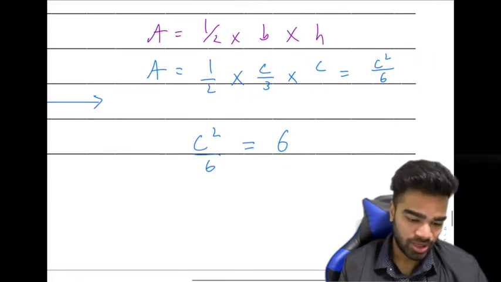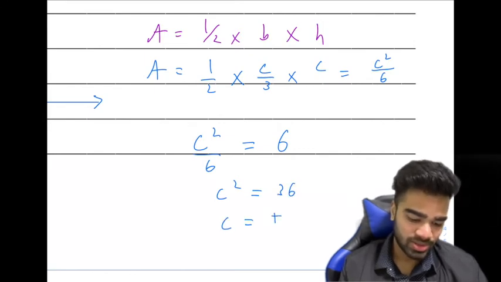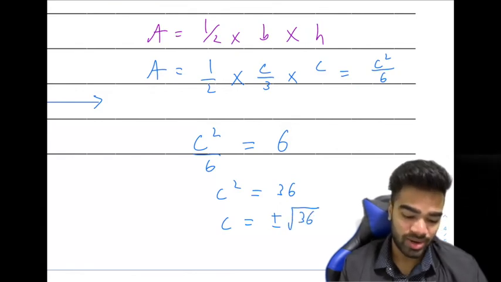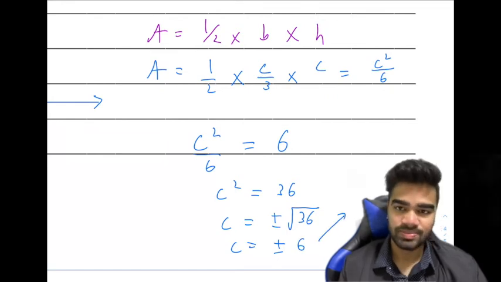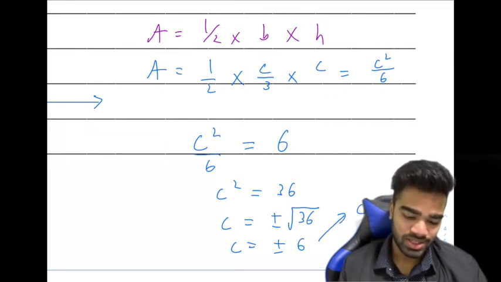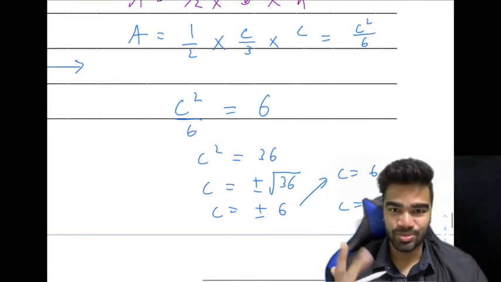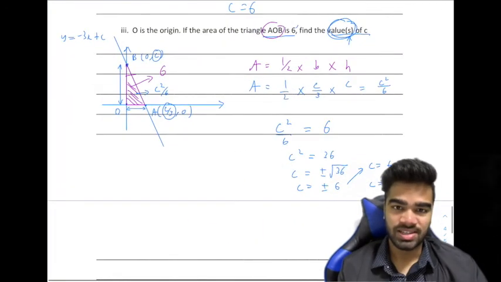All right. So let's solve this and find the value of c. So you take 6 to the other side by multiplying. c squared is equal to 36. Then c is equal to plus or minus the square root of 36. Remember, guys, every time you square root, you have to do plus or minus. So c is equal to plus or minus 6. Okay, so your two options: c is equal to 6 or c is equal to negative 6. So your two answers, remember what I said before, multiple values. So you got two answers for c. c is 6 and c is negative 6.